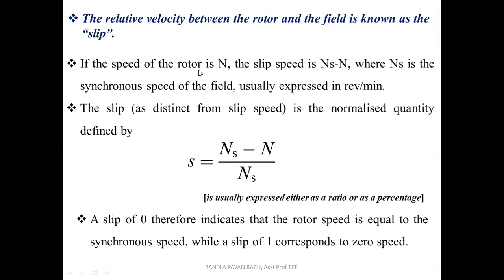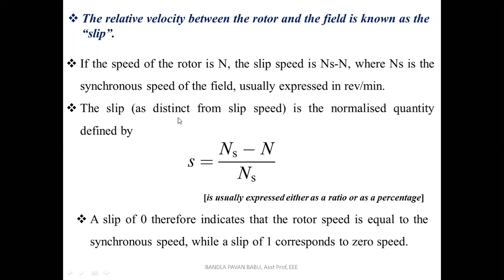The output which we require is the rotor speed, which is coupled to the mechanical load, or any generators or appliances. The exact output is the rotor speed, denoted by capital N. The slip speed is defined as the difference between the synchronous speed and the rotor speed. Synchronous speed is the speed of the rotating magnetic field created in the stator, where Ns is the synchronous speed of the field, usually expressed in revolutions per minute. No issue with that.